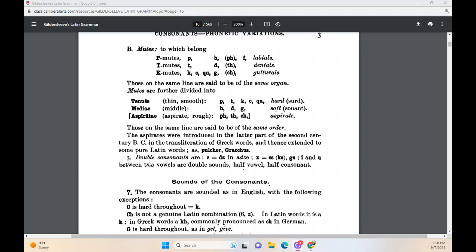And then lastly, in note 3, we learn about double consonants. There are two consonants in the Latin alphabet which are actually double consonants. They're made of two consonant sounds. The letter zeta is actually pronounced like dz. And the letter X is pronounced like K and S joined together. So the letters zeta and X are double consonants. They actually represent two consonant sounds together.